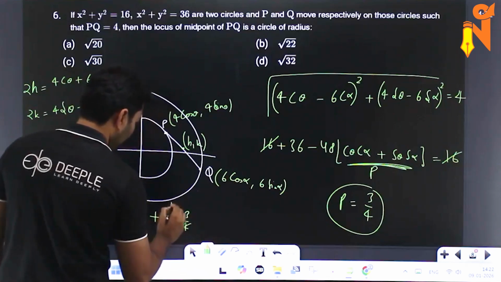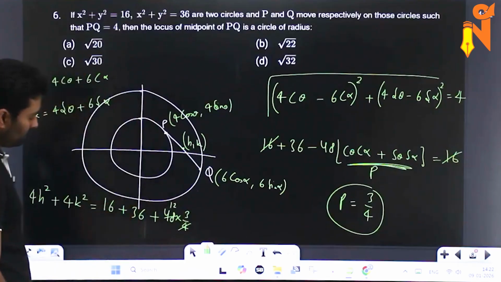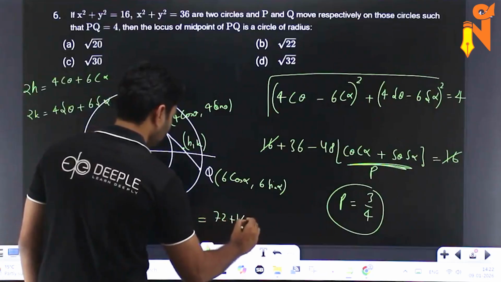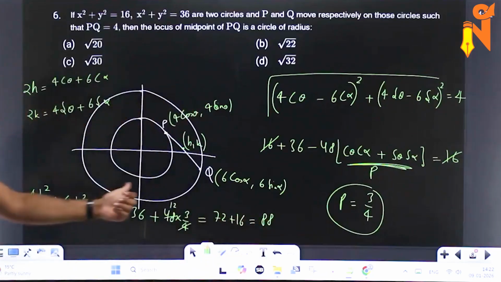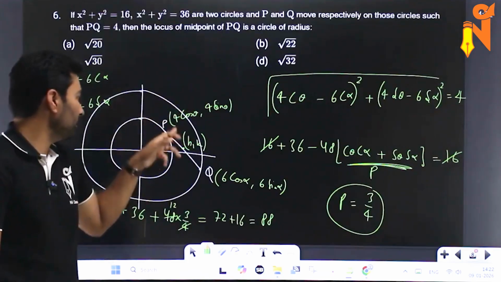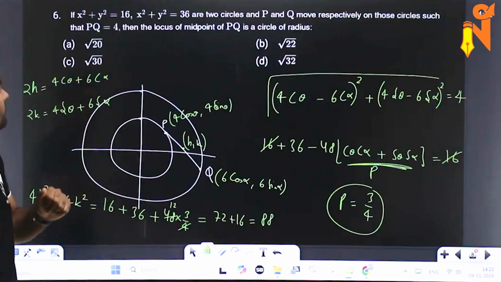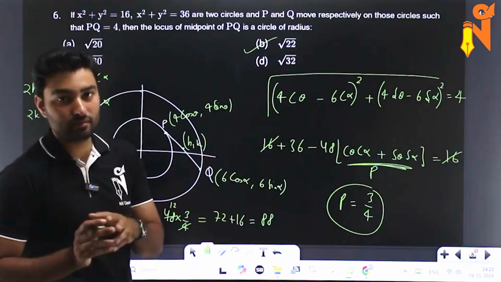Cut 12. 36, 72 plus 16. 72 plus 16, how much is this? 88. So basically 4 is here, so how much? 22. So basically this midpoint is the locus of a circle, and now the radius is root of 22. Question done. This is actually a very simple question, a typical RD Sharma question.